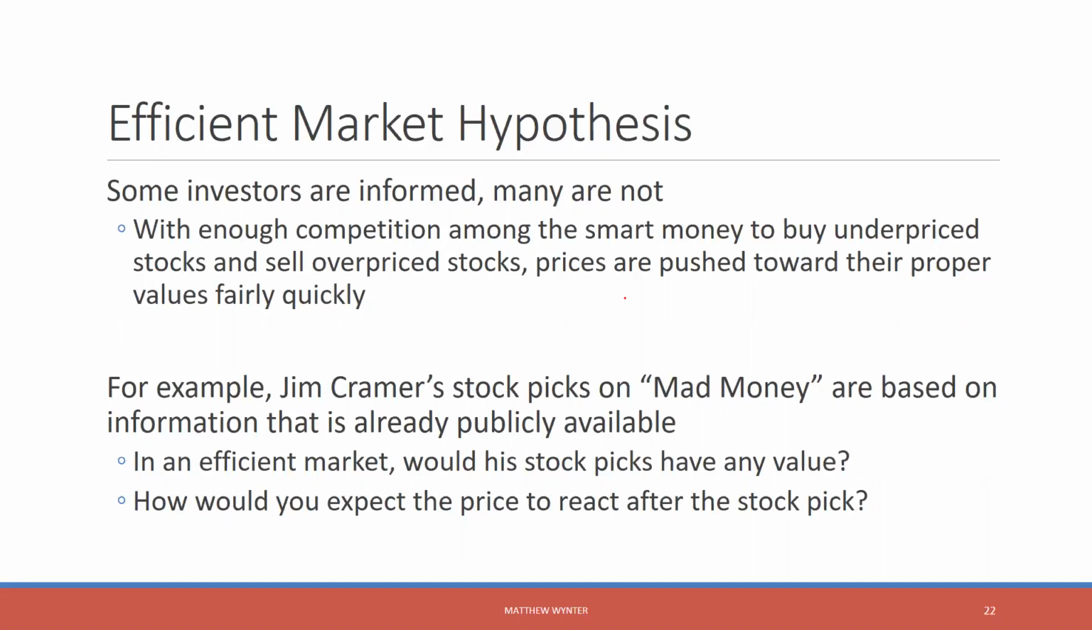For example, Jim Cramer's stock picks on Mad Money are based on information that's already publicly available. So if the market already knows this information, we would expect it to already be incorporated into stock prices. So we should not expect that in an efficient market, his stock picks would have any value. And we also would not expect prices to react to his stock picks because, again, this is all publicly available information. What do we see when we look in the real world?